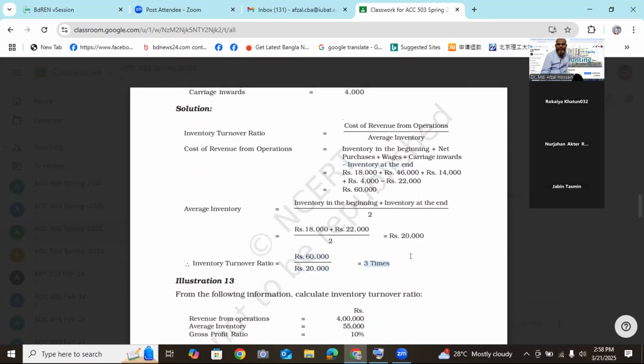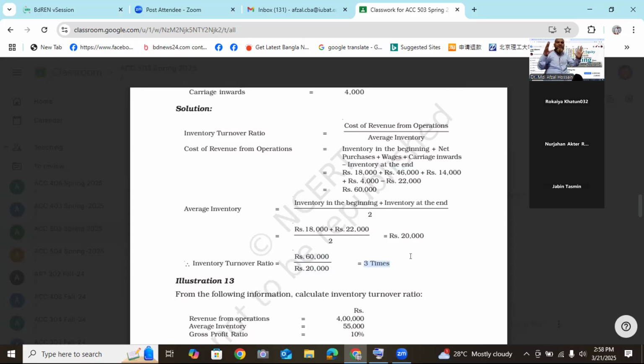What is the interpretation of 3 times? The interpretation is you can convert your inventory into cost of goods sold or cost of revenue from operations 3 times. The more times you convert your inventory to cost of goods sold, the more beneficial it is for your organization.